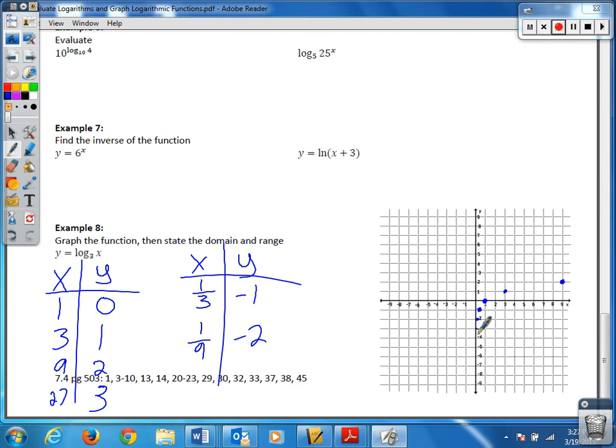And then you can see this asymptote is going to form here, and so we get the asymptote going along the y-axis this time instead of the x-axis. And then it's going to grow very, very slowly as it goes to the right.